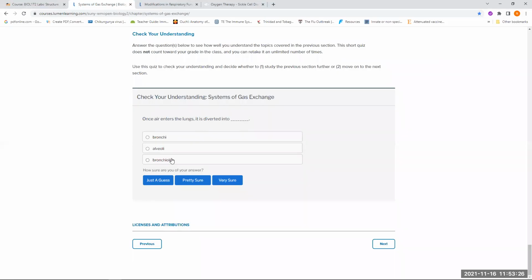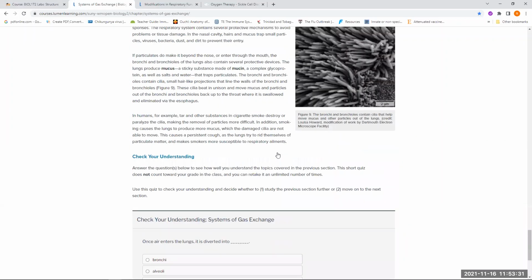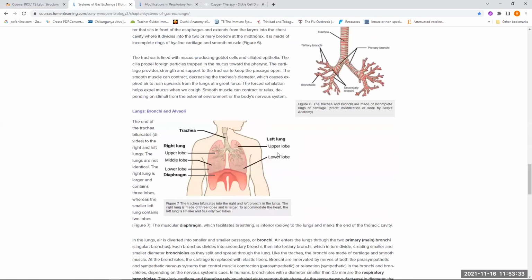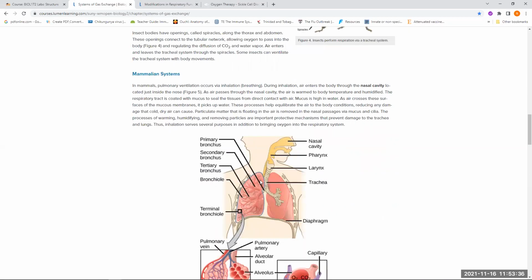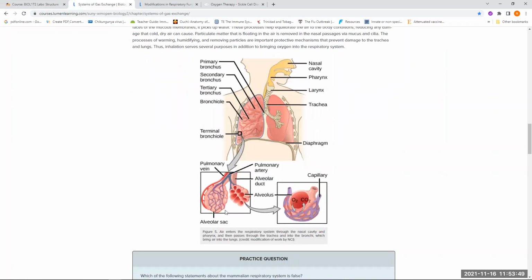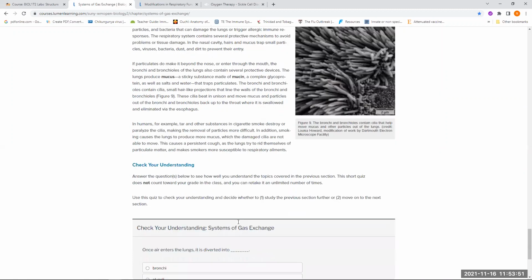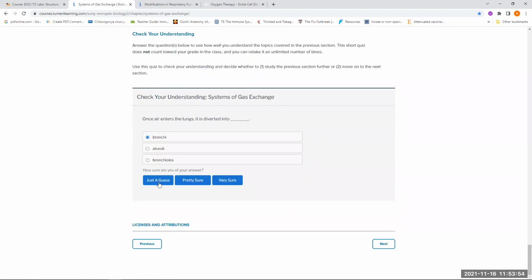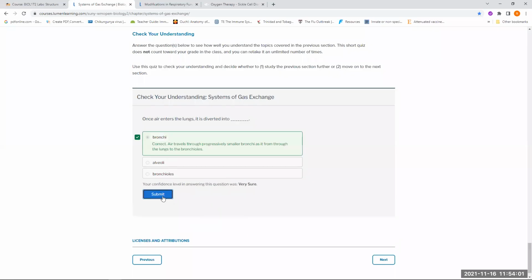The bronchi, the alveoli, or the bronchioles? So when it now enters the lungs, what's the first thing it runs into? The bronchi. Right, so the bronchi, which is the plural of bronchus, and then the bronchi becomes the bronchioles. And then the bronchioles divide, and then you get the terminal bronchiole, and on the end you have those sacs. So the answer here would be bronchi. How sure are you? Very sure. Quite right. Well done.